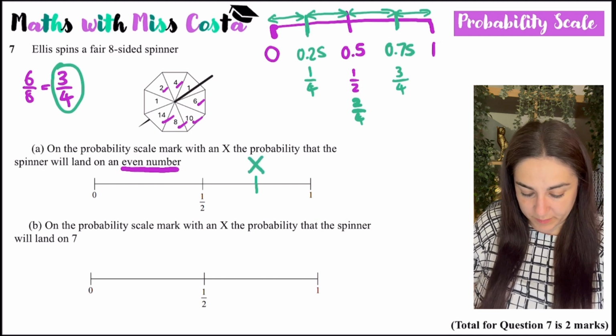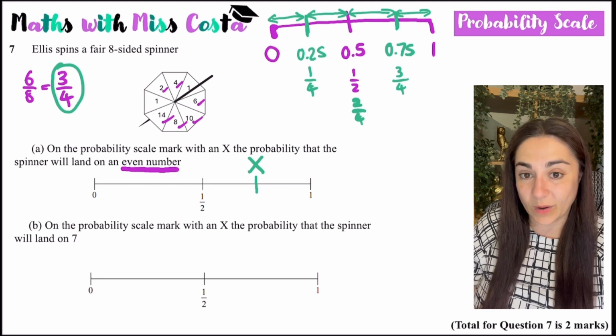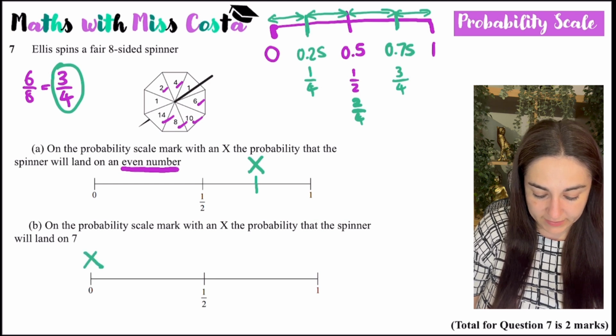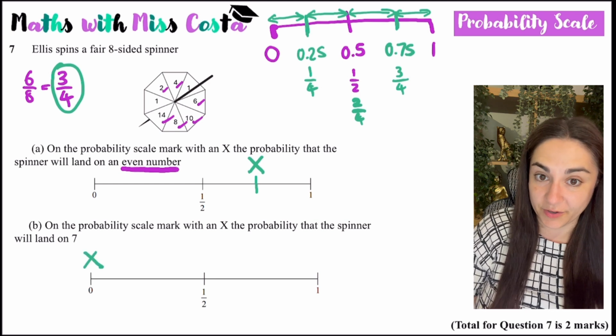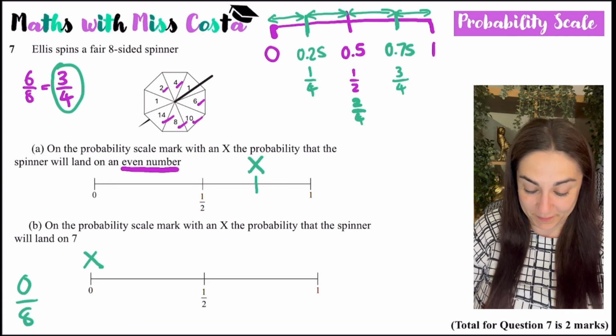Then it says on the probability scale, mark with an X the probability that the spinner will land on a 7. Well, there are no 7s on that spinner, so that's impossible. So I'd mark it as 0, because there's 0 out of 8 numbers are 7.